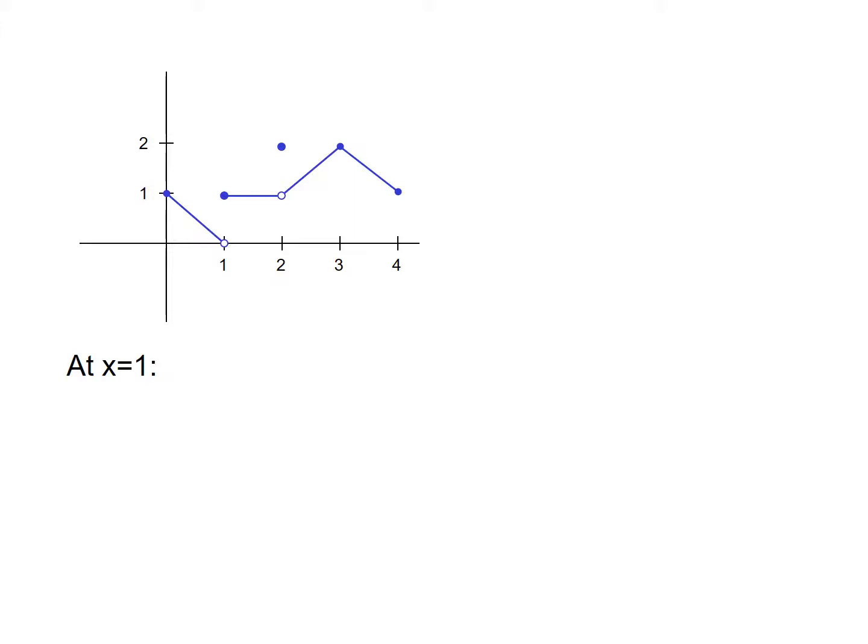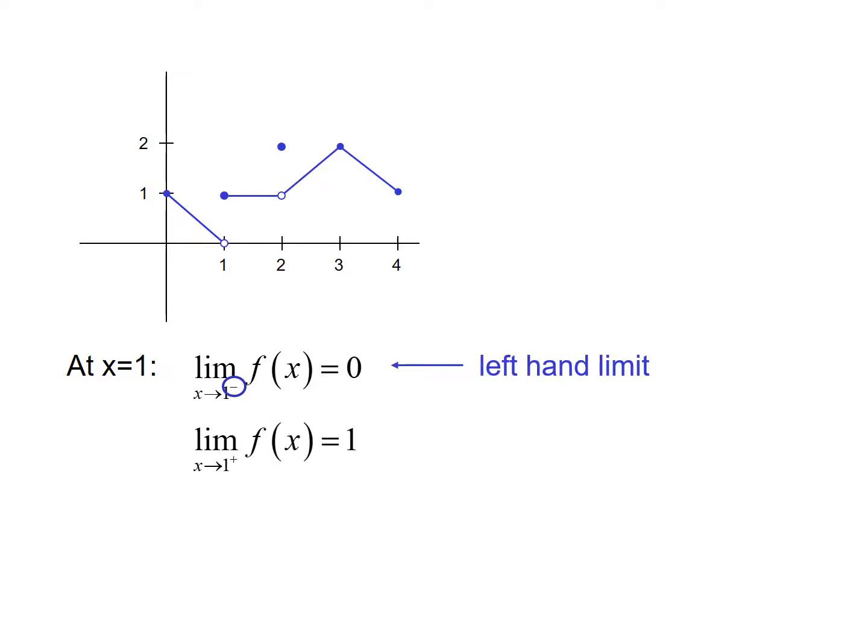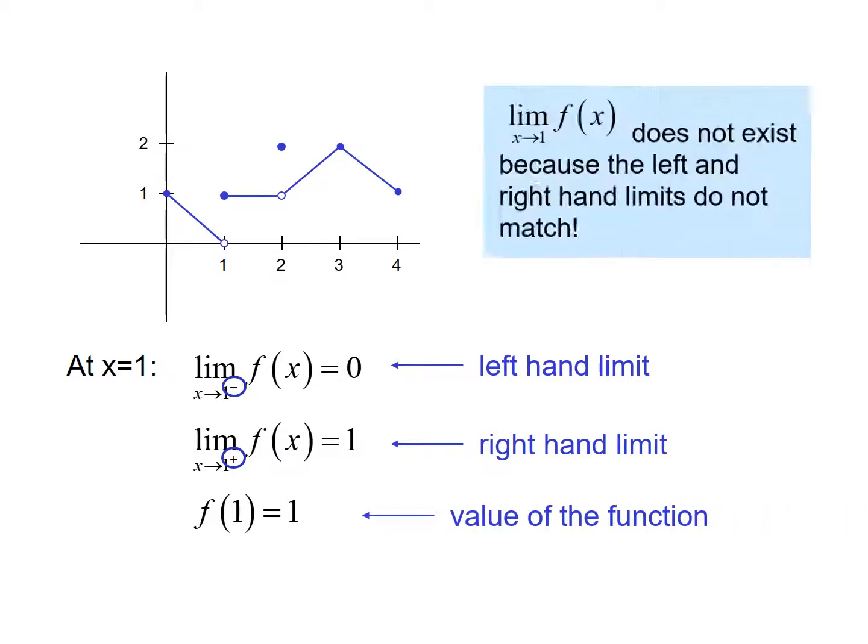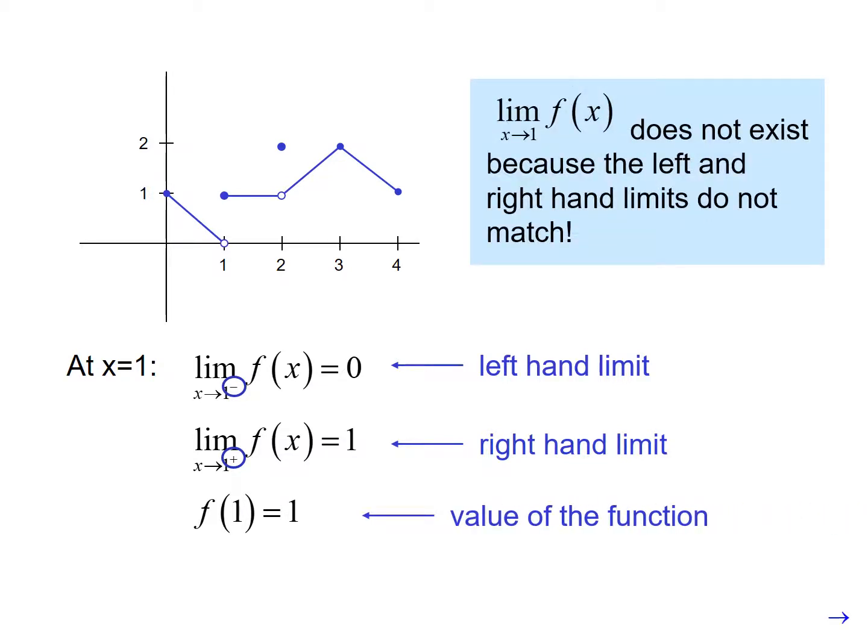Okay, so looking at x equals 1, the limit as x approaches 1 from the left-hand side. Notice that little negative superscript. That means we have a left-hand limit. We're approaching from the left side. So as we go along the curve from the left side, approaching x equals 1, the function approaches a y value of 0. From the right-hand side, the function approaches 1. The actual value of the function is 1. But we would say that the limit as x goes to 1 of f of x does not exist because the left and the right-hand limits are not the same.